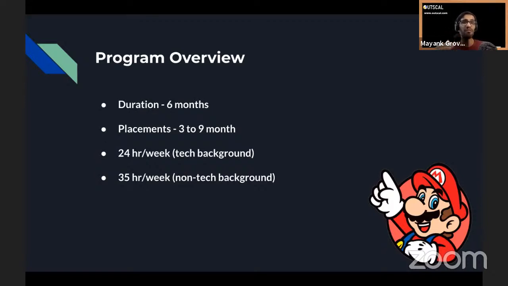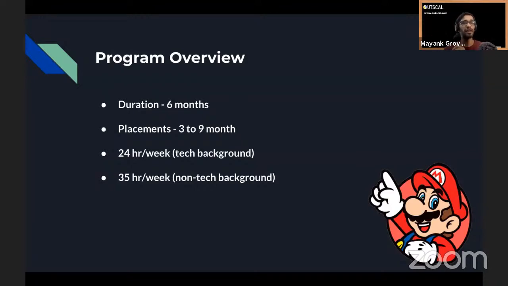If you are facing time commitment issues, we are always happy to talk to you and figure out how we can make this work. But if you're not able to make this work, then it will be a problem, and you should reach out to the team to discuss that today itself. Okay. If you're from a tech background, we expect that you'll be spending 24 hours during a week.